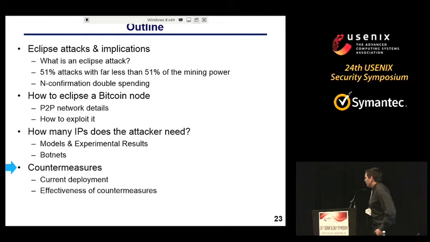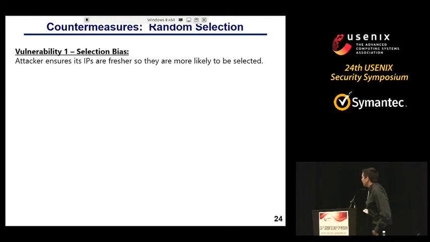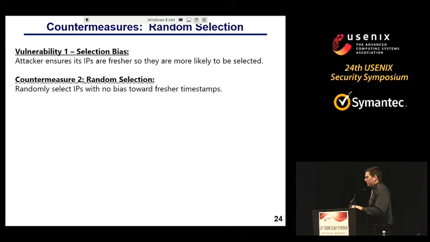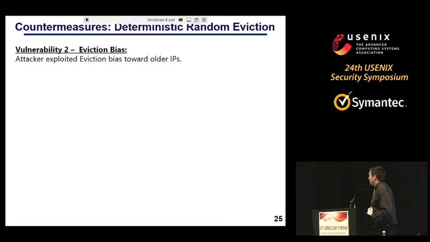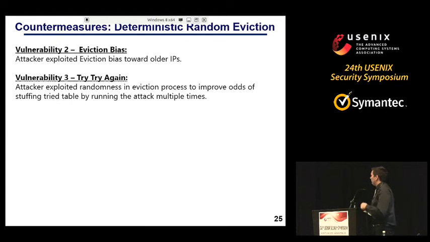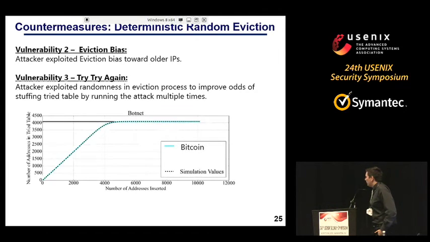So we developed some countermeasures. The first countermeasure addresses a vulnerability towards selecting fresher timestamps. If we just randomize the selection process, that vulnerability goes away. An additional vulnerability we face is eviction bias, where the oldest IP addresses are evicted. And then we also have the additional vulnerability of try again, in which, if you evict yourself, you can run it again and hope not to evict yourself, and continually improve your chances.